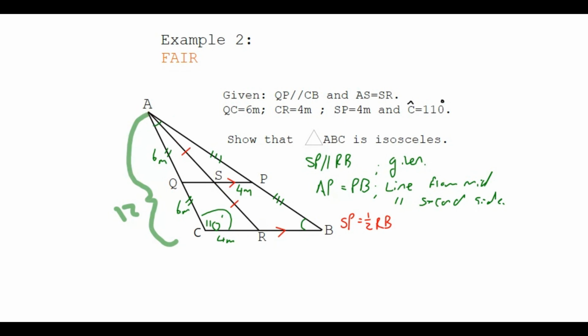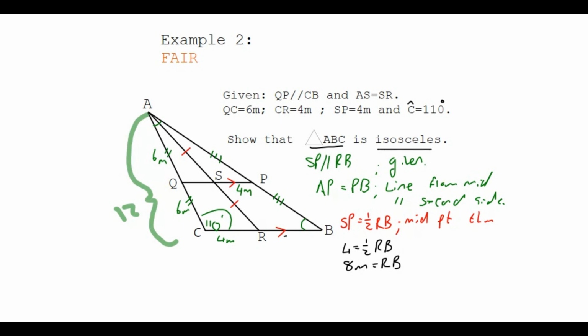Now because we used the midpoint theorem there, we can write midpoint theorem. Alright, and we know SP is 4, so 4 equals a half RB. Getting RB alone, we multiply both sides by 2, so 8 meters equals RB. What did they ask for? They want us to show the triangle is isosceles.